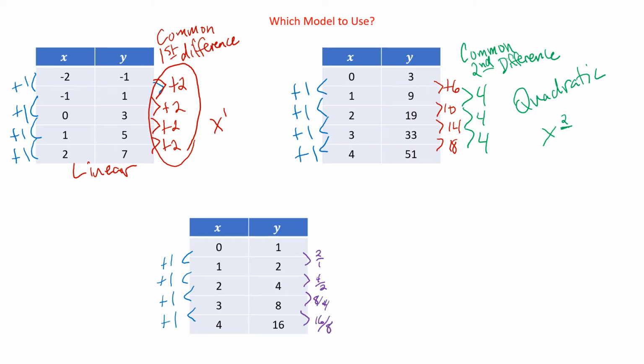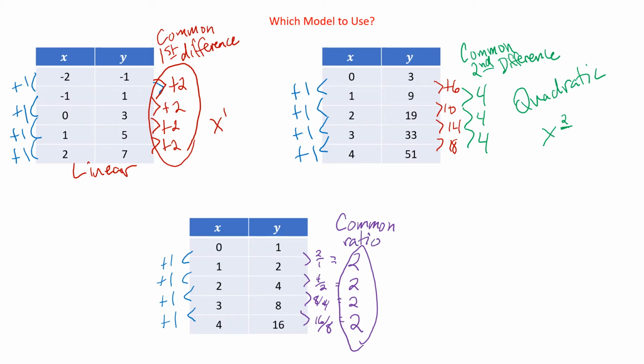16 over 8. What do those equal? 2 over 1 is 2, 4 over 2 is 2, 8 over 4 is 2, 16 over 8 is 2. Hey, those were all the same. That's a common ratio.